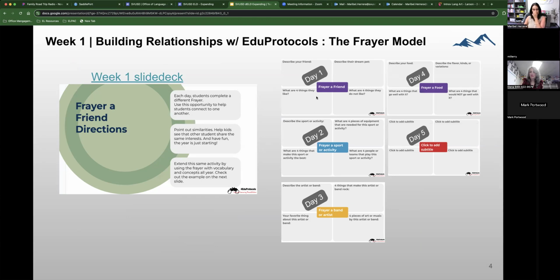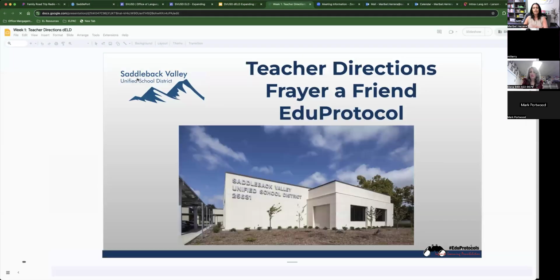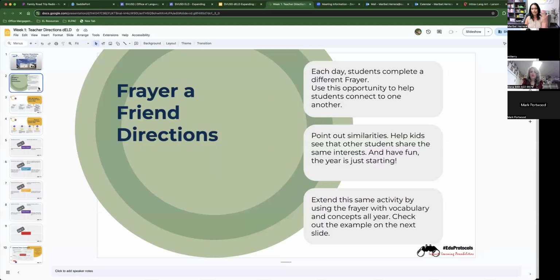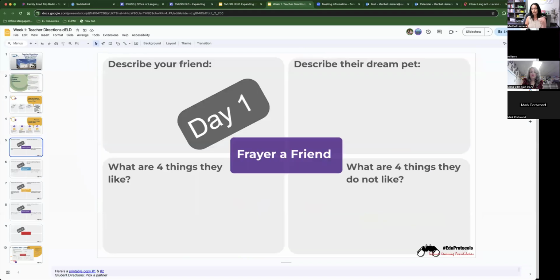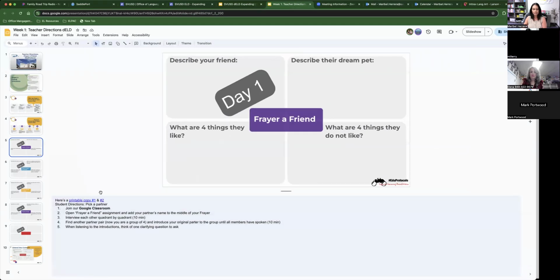And so if you click on the slide deck, it'll guide you for the days and it'll give you examples. So week 1 slide deck, and then this is the Freyer model. And then now it'll guide you through what it is, how to do it, what to do on day 1, day 2, etc. And it gives you the examples. If you want to print it for your students, it's there in the comment section. So everything you need for week 1 is there.